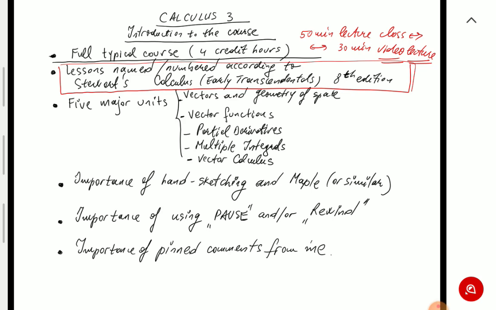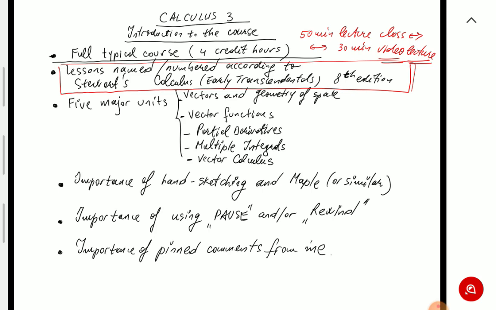But the name or the numbering is just because it's a little bit easier, if I want to assign homework, to have the lecture named by the way the section is named in the book. What about the content of the course? I have a couple of important remarks here to make.